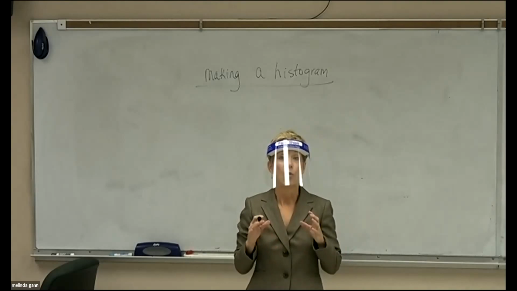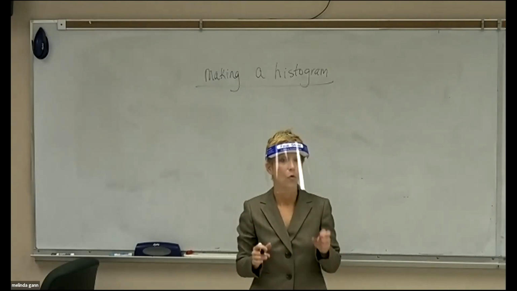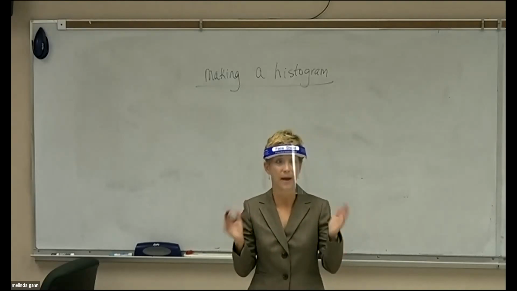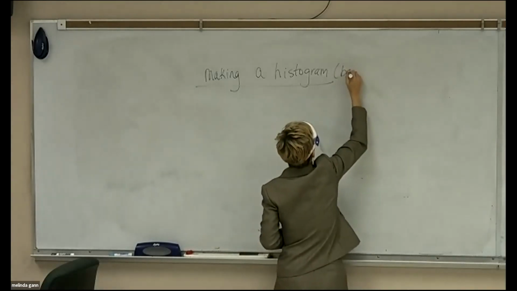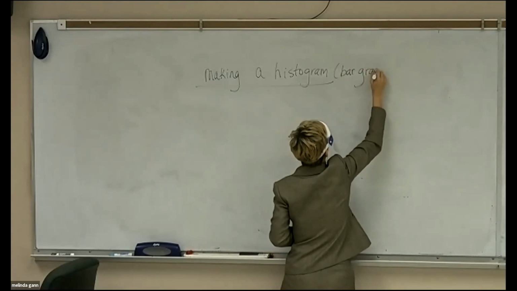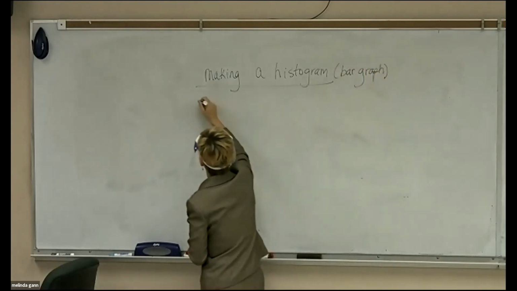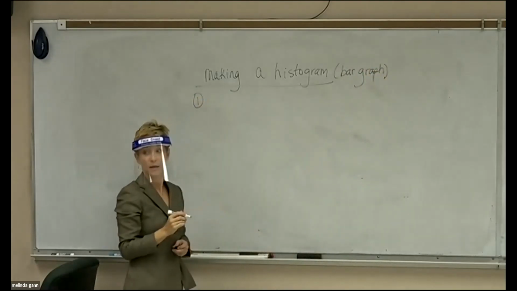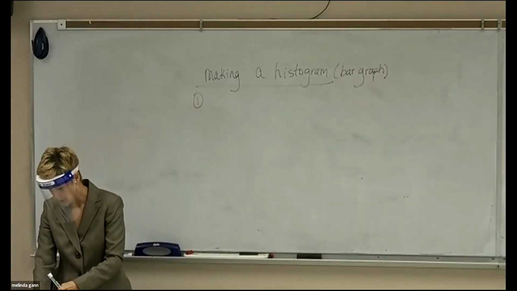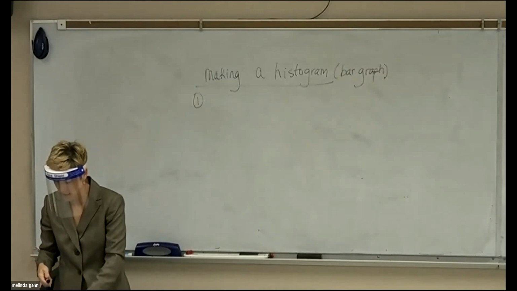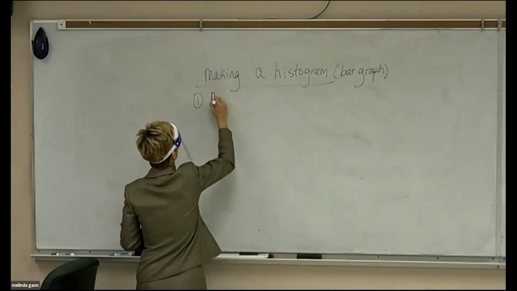Now, when I said the word histogram, what two words did I say needed to pop in your head? Bar graph. Okay. And then you already had step one written in your notes. What was step one? What did it say you had to have? You must have a frequency distribution table.